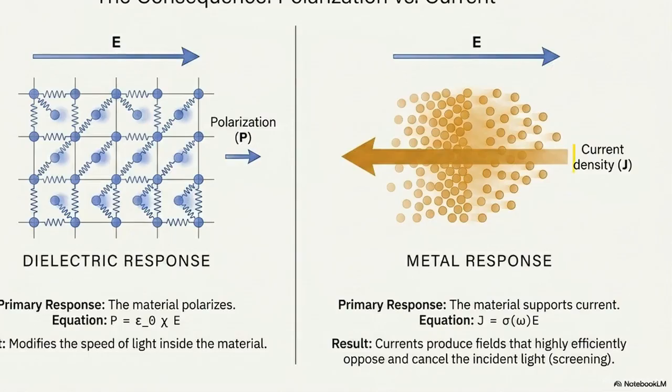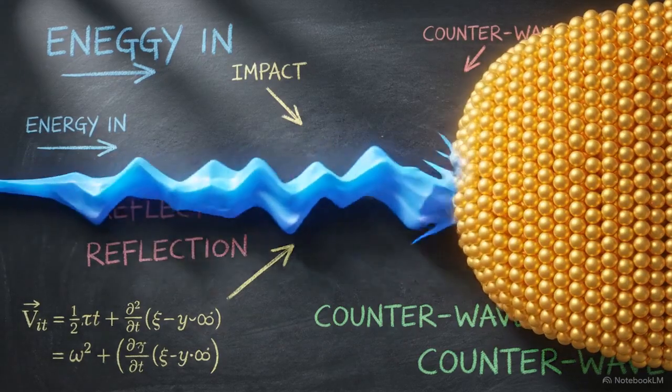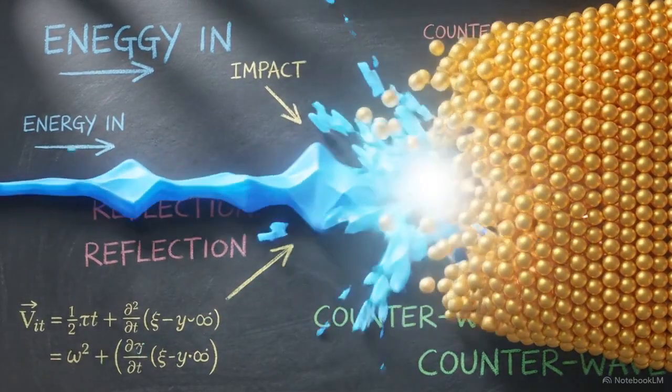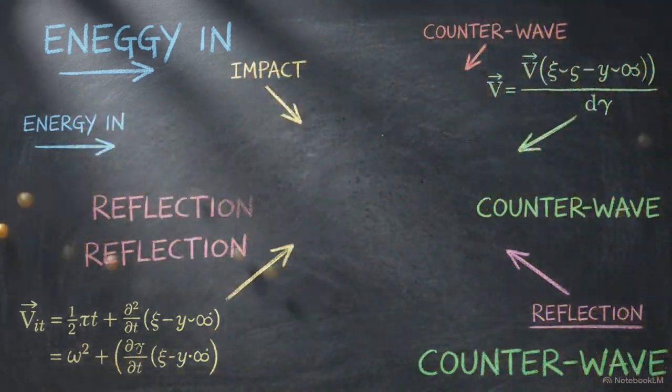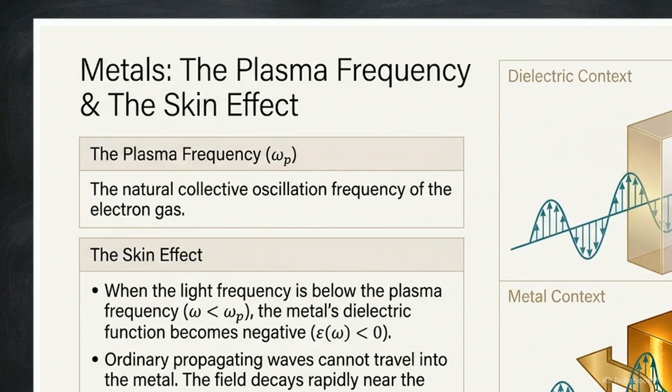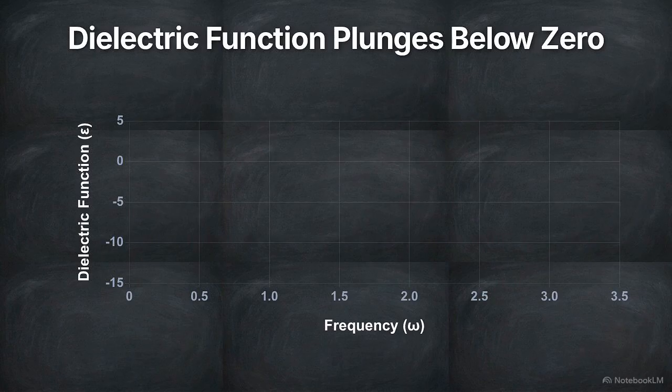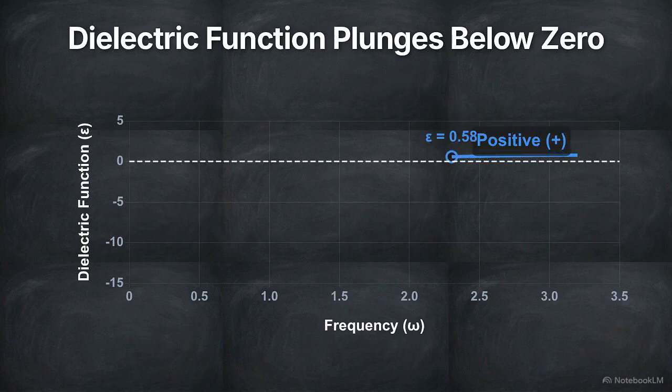In metals, the free movement of electrons creates a massive current density. These induced currents produce fields that efficiently oppose and cancel the incident light. This effect is known as screening. This screening is effective up to the plasma frequency, the natural collective oscillation limit of the metal's electron gas. When light oscillates slower than this plasma limit, the free electron response is massive enough to overwhelm the vacuum contribution.